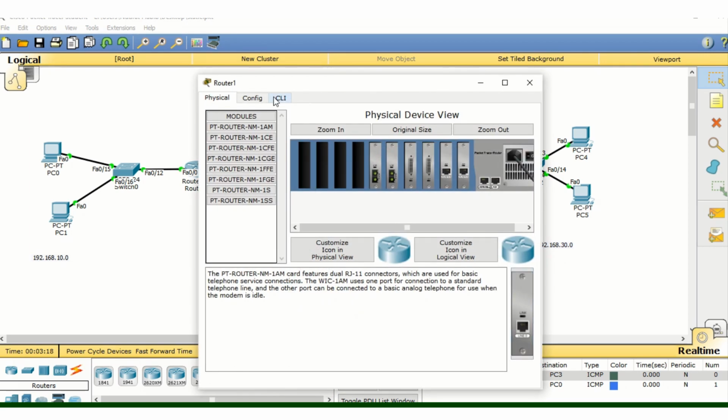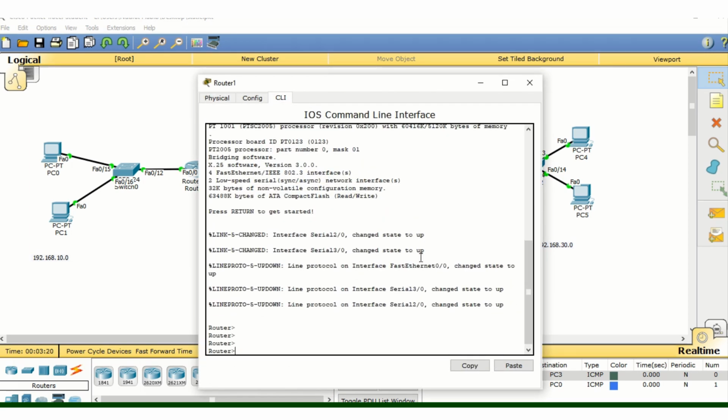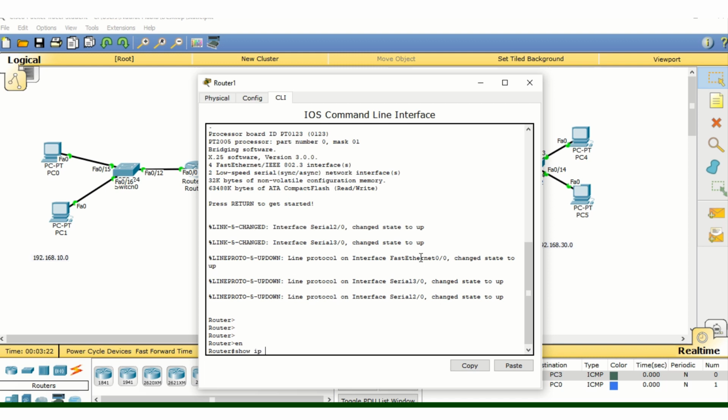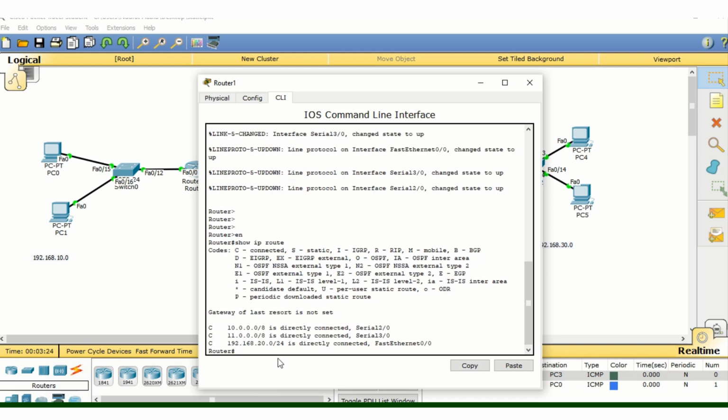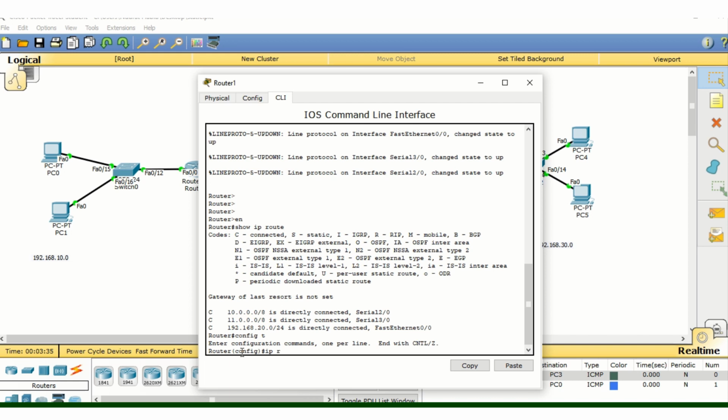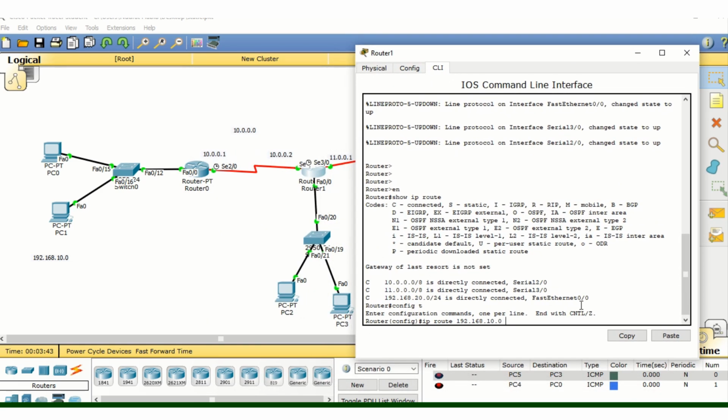Now this router, let's first see how many networks are known by this router. Show IP route. So it knows only 20. So this router needs to add the route of network address 10.0 and 30.0. Okay, config T, IP route. So first we will add 192.168.10.0. This is the network address of this subnet. Okay, 10.0, then the subnet mask 255.255.255.0 and the next hop address.